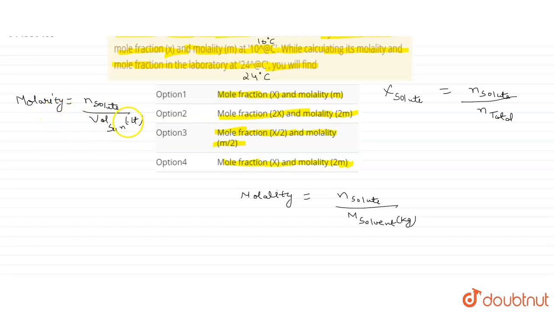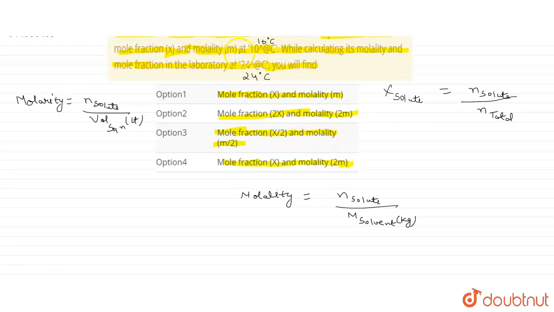Those quantities which depend on volume will depend on temperature, but molality and mole fraction of solute do not have a volume term in their formula, so they do not depend on the volume of the solution. That's why molality and mole fraction of solute do not depend on temperature. So these quantities will not change on changing the temperature.